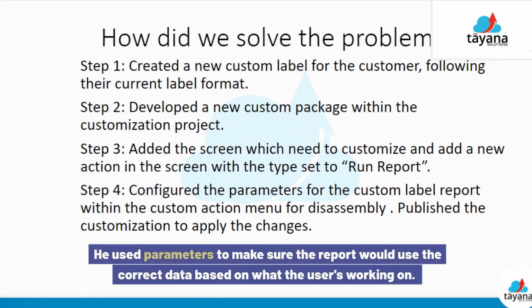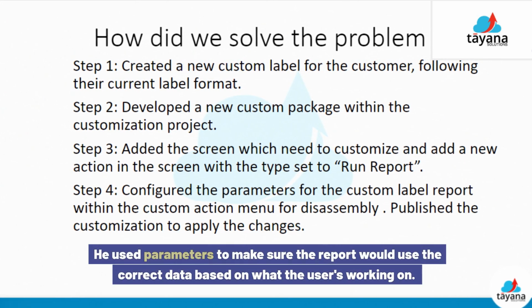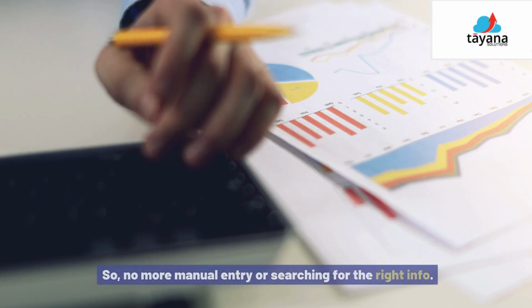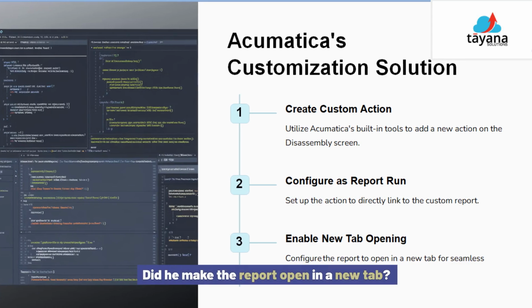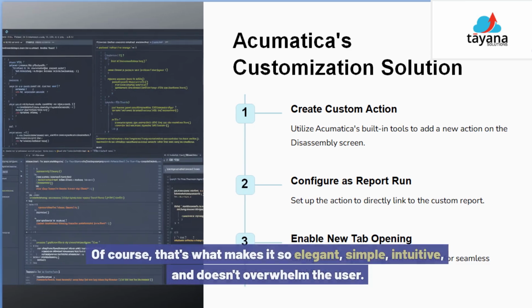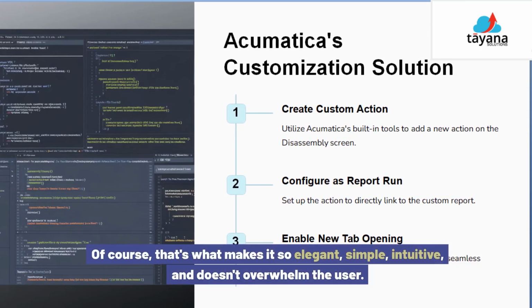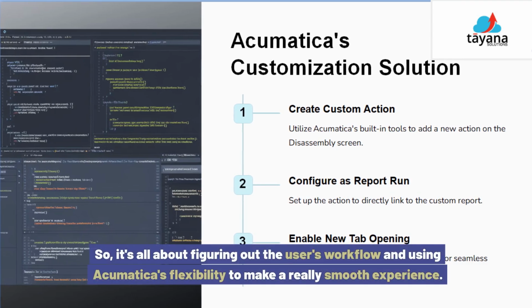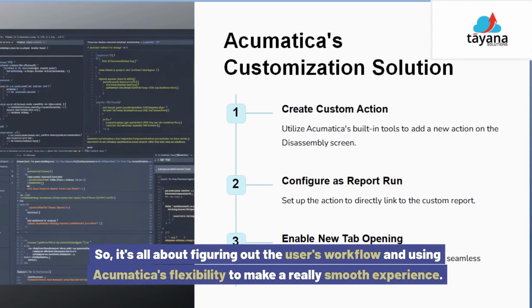Yeah, you got it. He used parameters to make sure the report would use the correct data based on what the user's working on. So no more manual entry or searching for the right info. Did he make the report open in a new tab, too, so they don't lose their place on the disassembly screen? Of course. That's what makes it so elegant, simple, intuitive, and doesn't overwhelm the user. So it's all about figuring out the user's workflow and using Acumatica's flexibility to make a really smooth experience.